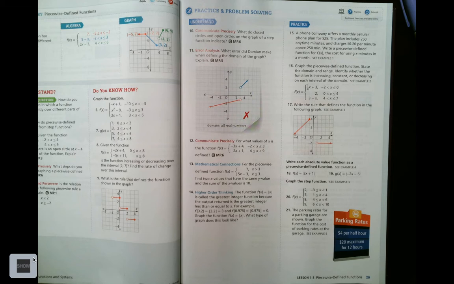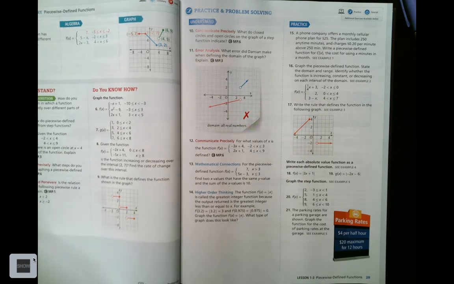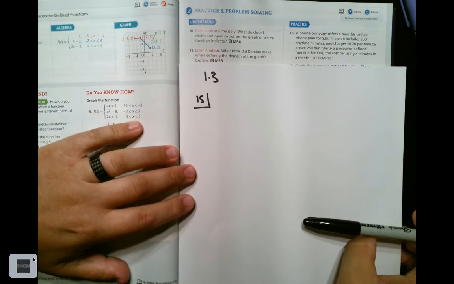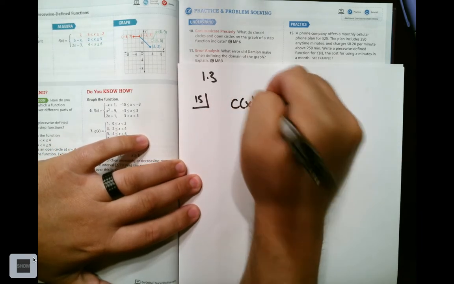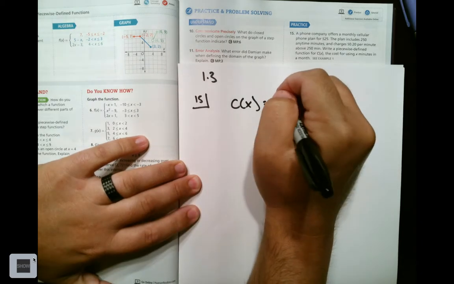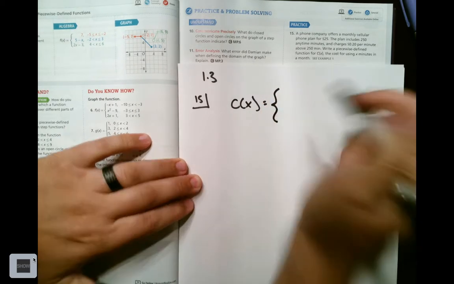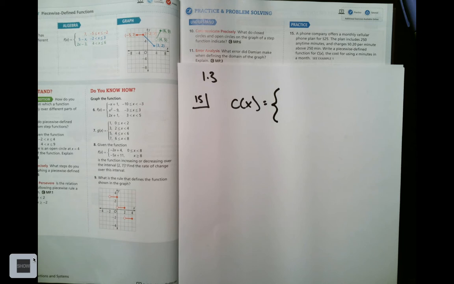So they're telling you they want you to label it C of x, so we will. The cost for using x minutes a month. All right, so number 15. They want to use C of x. Since this is a piecewise function, we know we're going to have at least two parts to it, maybe more, but I'm pretty sure there's only two rules here. One where you pay the $25 and you use up to and including 250 minutes, and the other one where you use more. So I think we're just going to have two equations here.